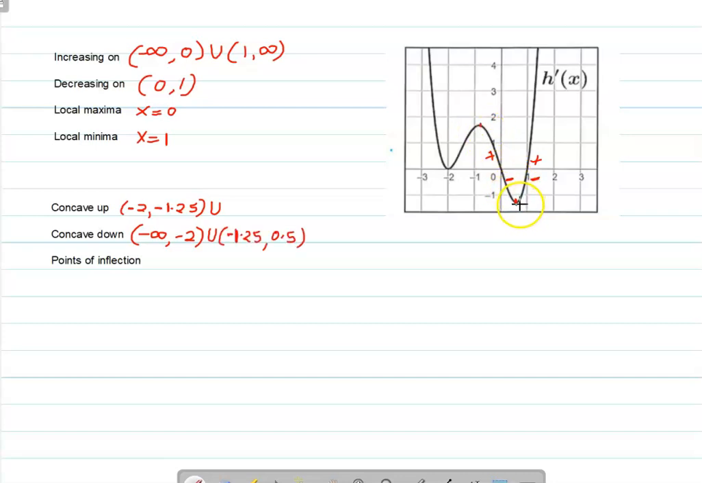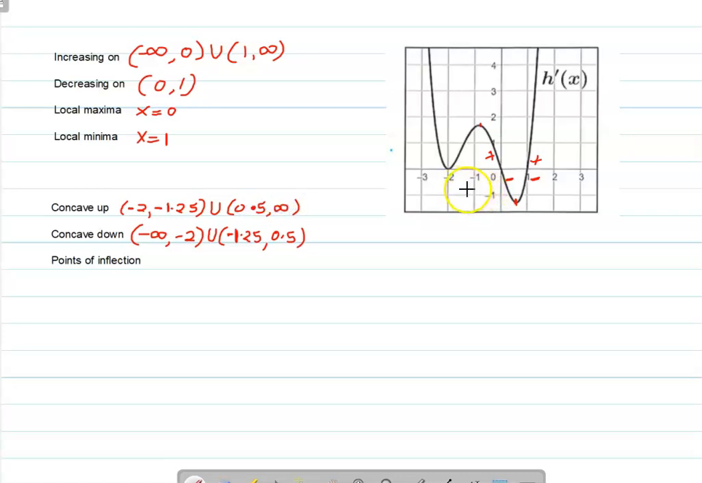And then from 0.5 to infinity, the first derivative is increasing. That means the slope of the first derivative, which is the second derivative, is positive on this interval. That means it would be concave up on this interval. So concave up from 0.5 to infinity.